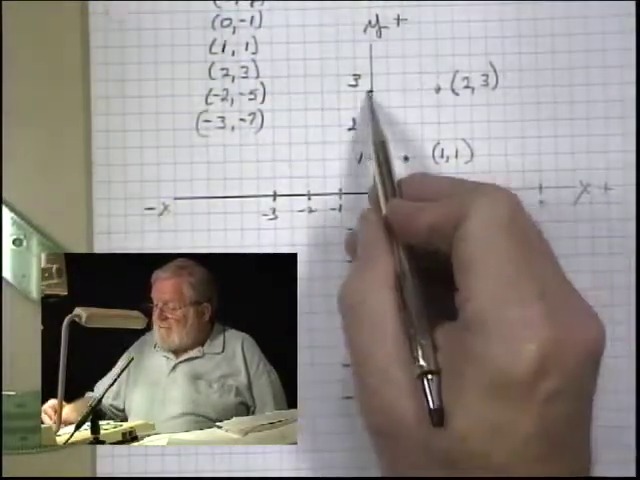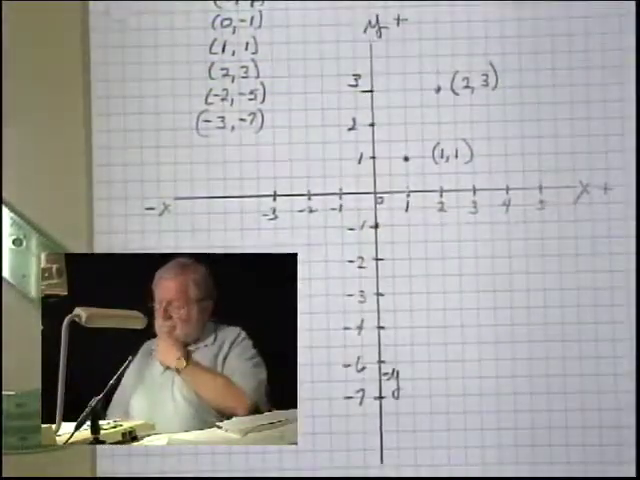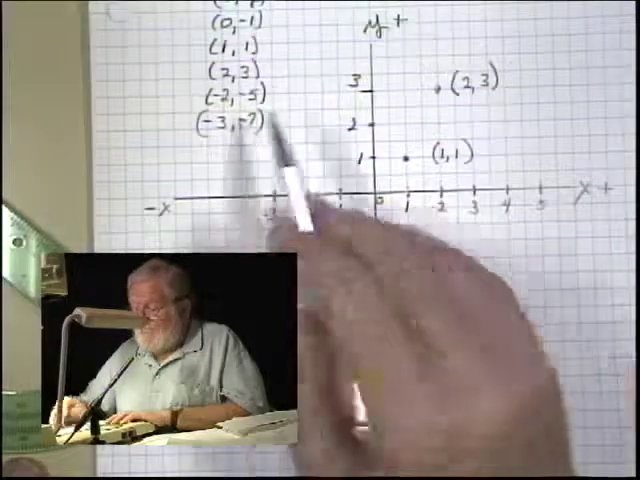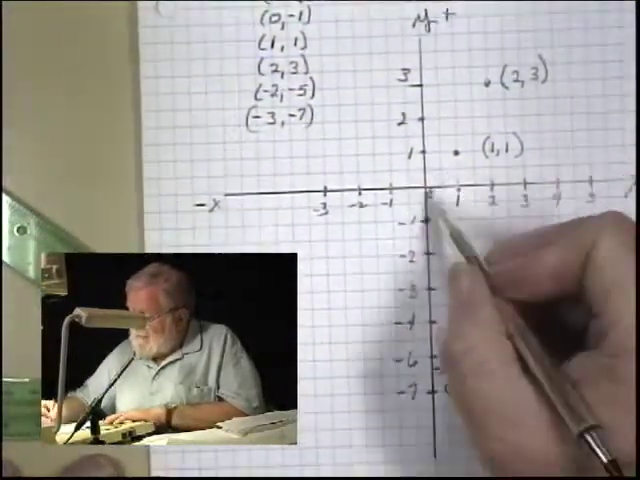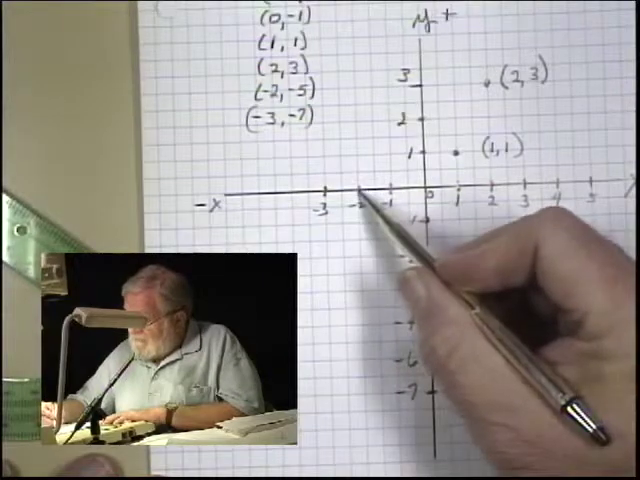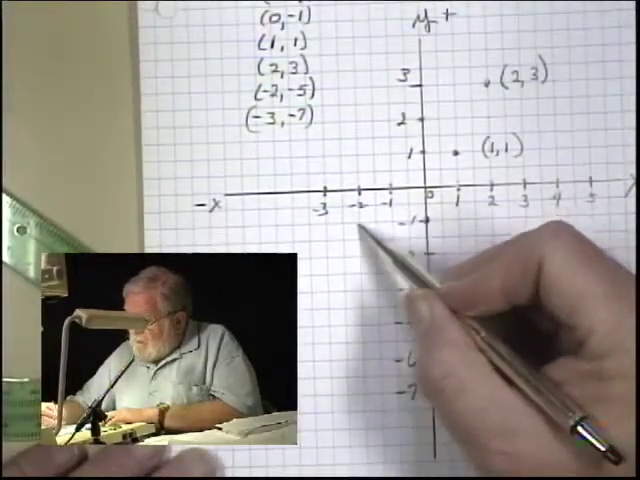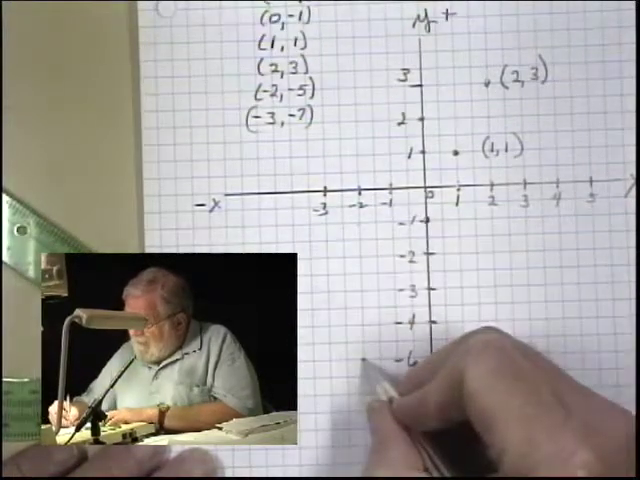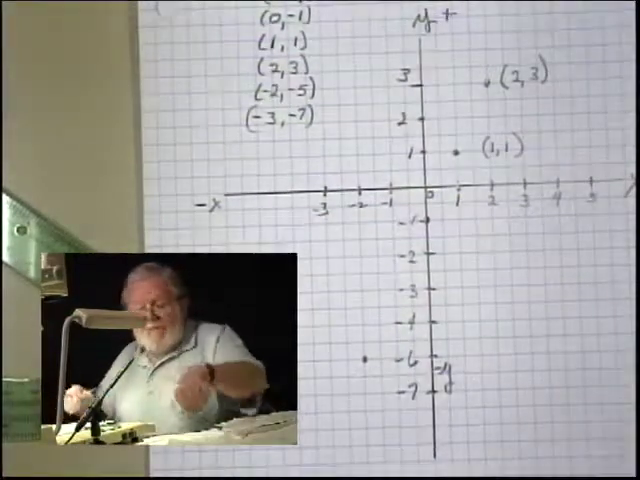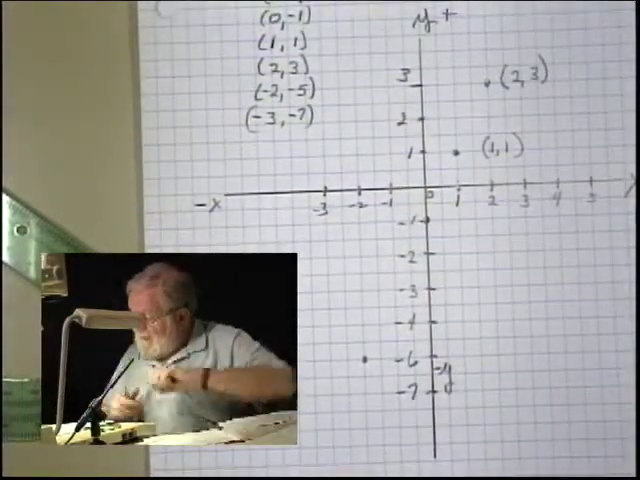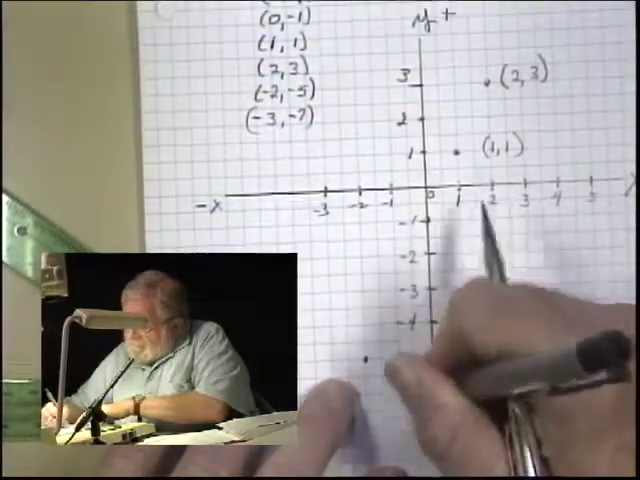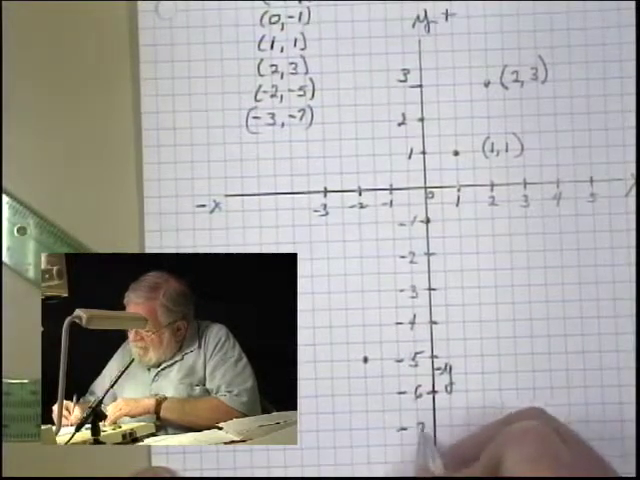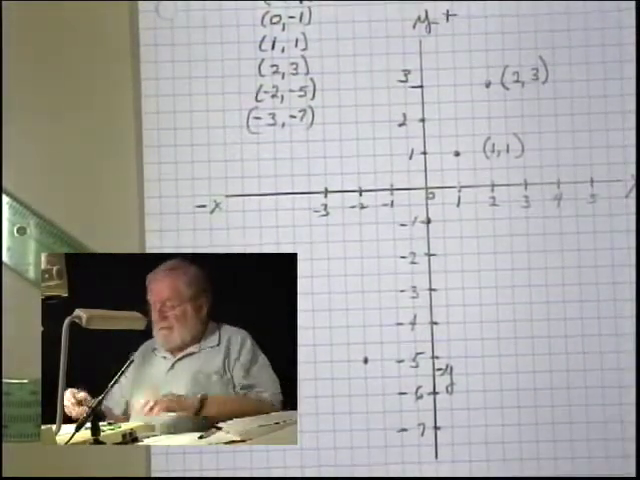X equals 2, y equals 3. The next point is minus 2 and a minus 5. So we go minus 2 on the x, which would be over here, and a minus 5 on the y would be a minus 1, minus 2, minus 3, minus 4. Oops, I skipped 5. I've got to redo this axis. This should have been a minus 5, minus 6, minus 7 down here. Okay? So there's a point.